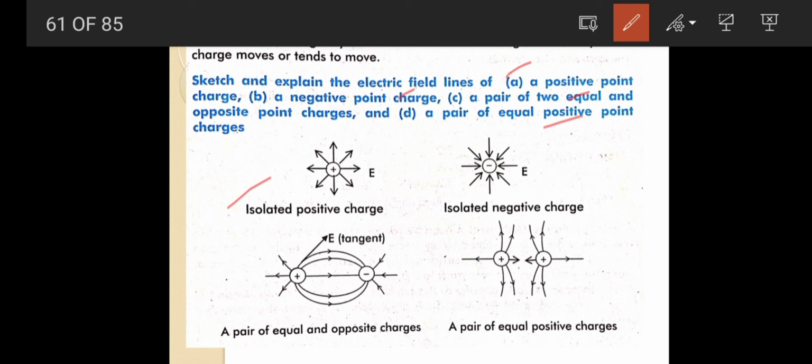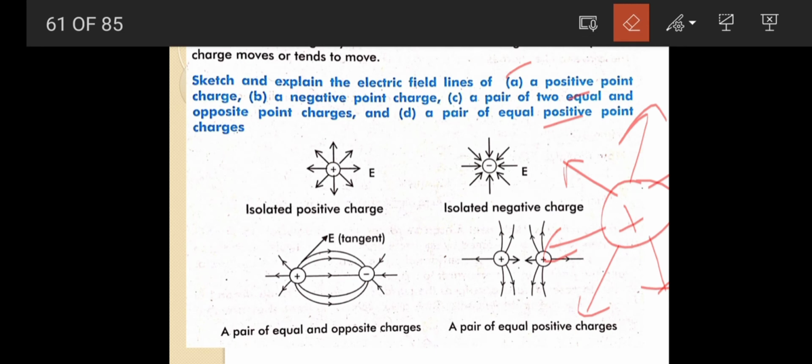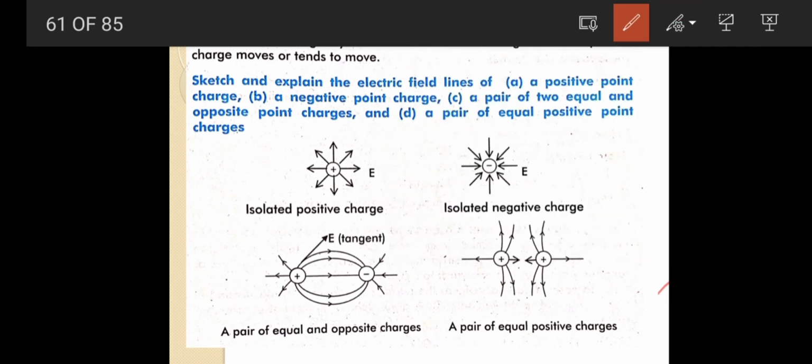If this is a positive point charge, then the electric field lines will always diverge from this charge. Remember, electric field lines will always diverge from the positive charge. You can observe in this image. And in the second case, for a negative point charge, electric field lines will always go into the charge.